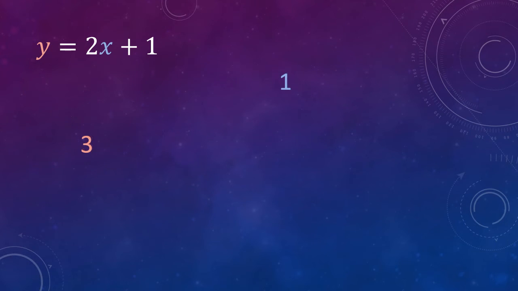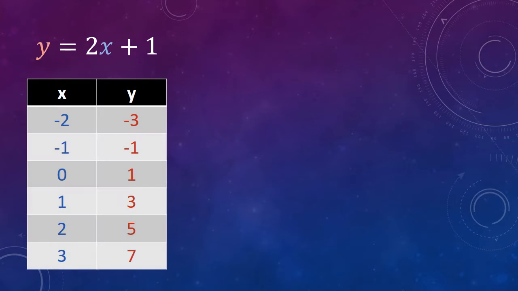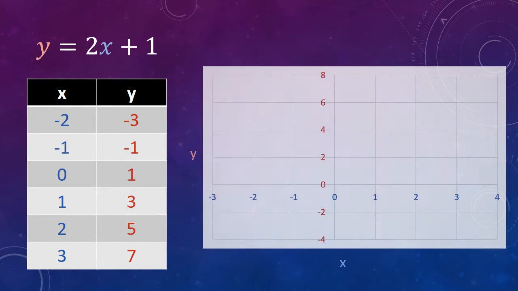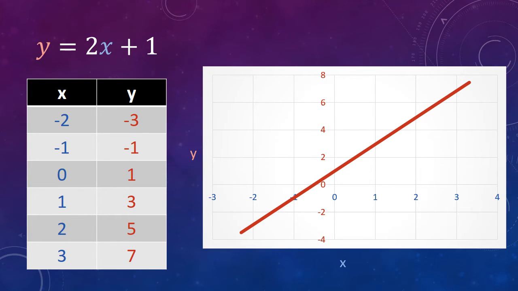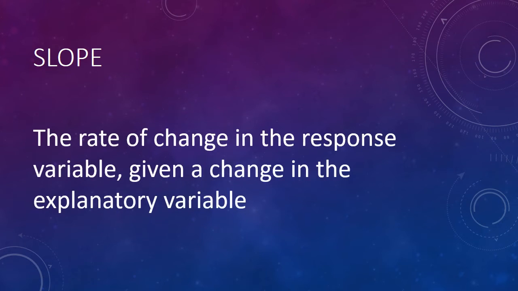We can do the same process for a variety of values of x, and get the corresponding values for y. Then we can take these pairs of x and y values and plot them on a coordinate plane, and connect them with a straight line. This is the line that is described by the equation y equals 2x plus 1. This equation is called slope-intercept because it's composed of two key pieces. The first is the slope. This is the rate of change in the response variable given a change in the explanatory variable.